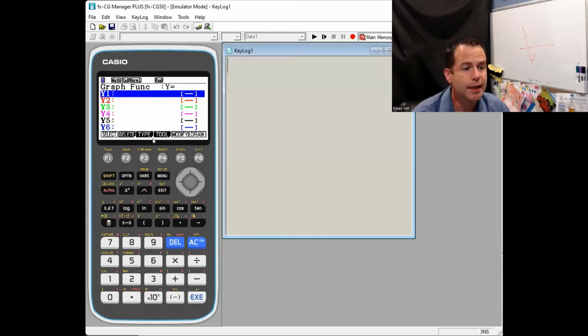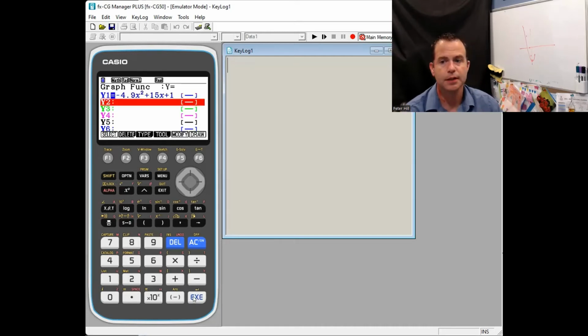So now I want you to type in the equation that we were looking at, which was negative. Remember, your calculator understands the difference between a subtraction sign and a negative sign, so just be careful with that. -4.9x squared plus 15x and plus 1 was the graph that we were going to do. Okay, and then I just hit execute to keep that function stored there.